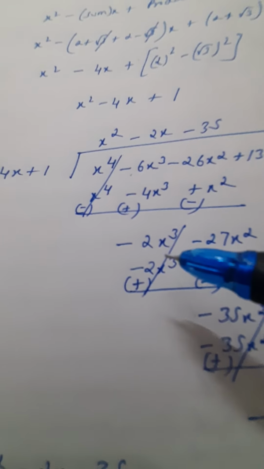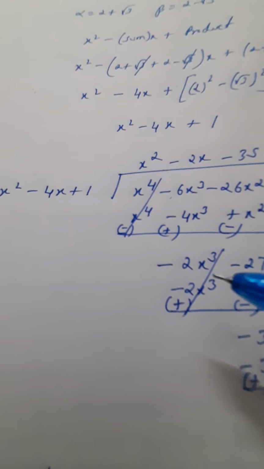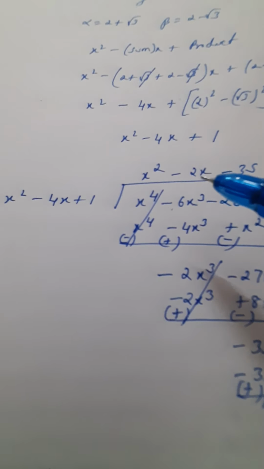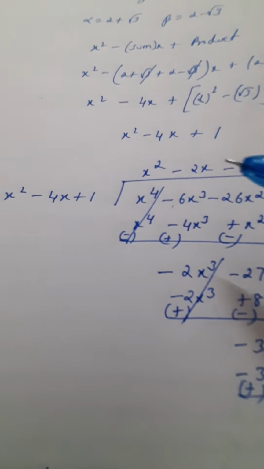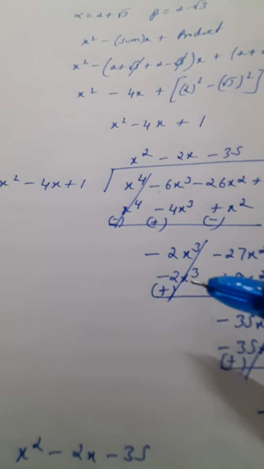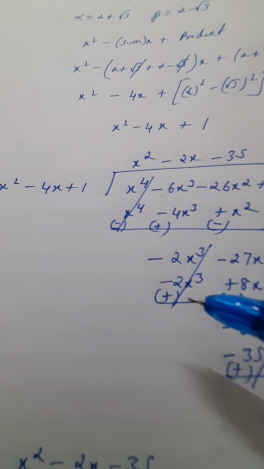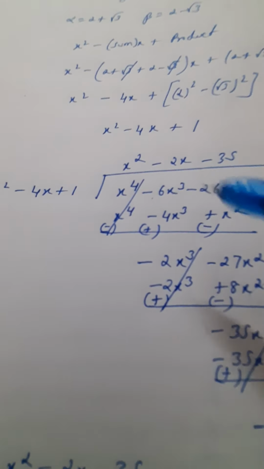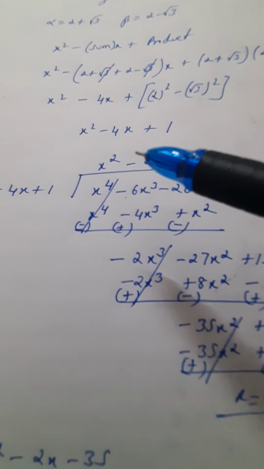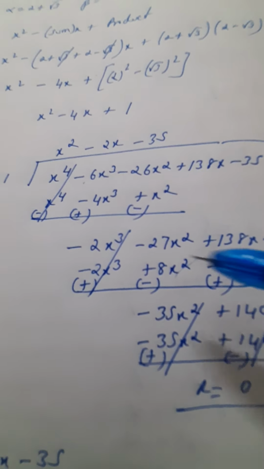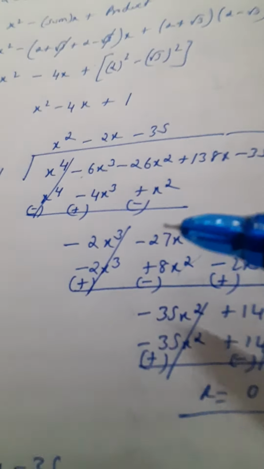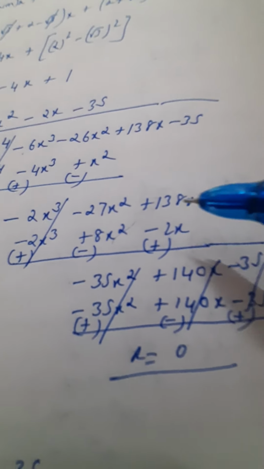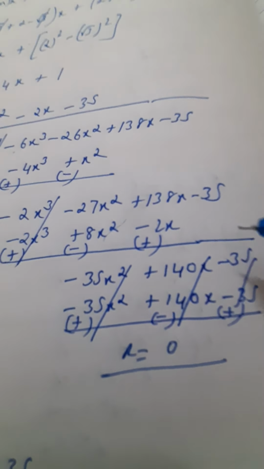The next step, you have to multiply x square with which term so that you get minus 2x cube. So x square needs to be multiplied with minus 2x so that x square into minus 2x, you will get the term minus 2x cube. Then you will multiply minus 4x with minus 2x, you will get positive 8x square. Plus 1 into minus 2x, you will get minus 2x. And then again change the sign, this is getting cancelled. Minus 27 and minus 8, this is minus 35x square. 138 and 2, 140x minus 35 as it is.